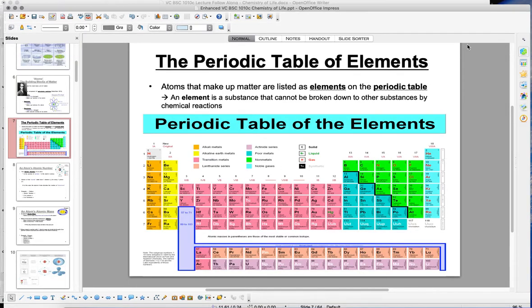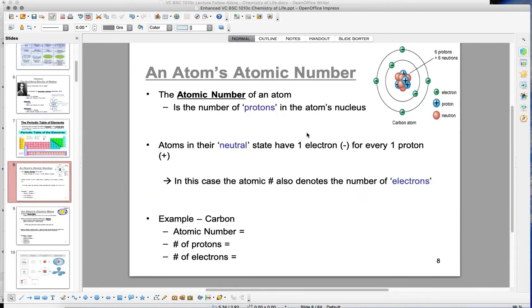All right, so now let's look at how we're going to start extracting information from the periodic table. All right, so what are all these numbers, right? When we look at hydrogen here, what is hydrogen? It says 1 and 1. And what is oxygen? It says 8 and 16. So what are all these numbers? Okay, so the numbers on the periodic table will give us specific information. So what is an atom's atomic number? What information does this tell us?